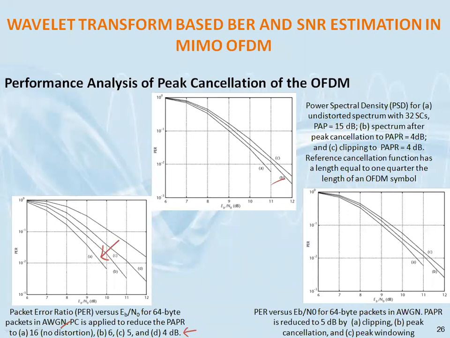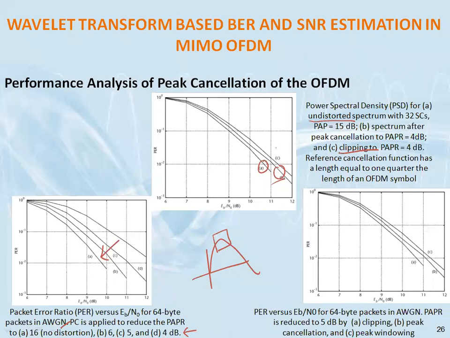The first one is the undistorted wave; this waveform represents the undistorted wave. The second one is peak cancellation. As I just told, we need to identify the peak and cancel it. That can be done with the help of a suitable scaling function. Whenever we design a suitable wavelet waveform with the suitable scaling function, we can get the desired result.